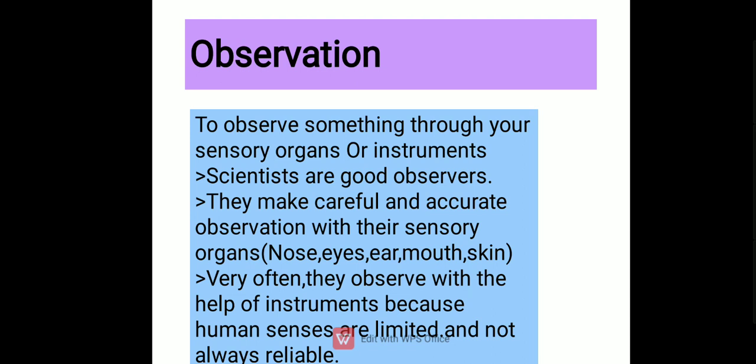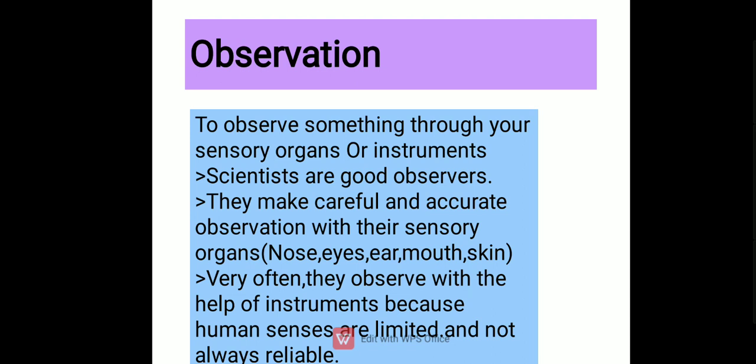Here he is saying that to observe something through your sensory organs is known as observation, right? And through instruments as well. And further he is saying that scientists are very good observers, meaning they are not careless about their readings. Since we all know that we have five senses, the nose, eyes, ear, mouth and skin are the sensory organs for these senses. For example, for the sense of vision, the sensory organs are the eyes. For the sense of hearing, we have ears as sensory organs.